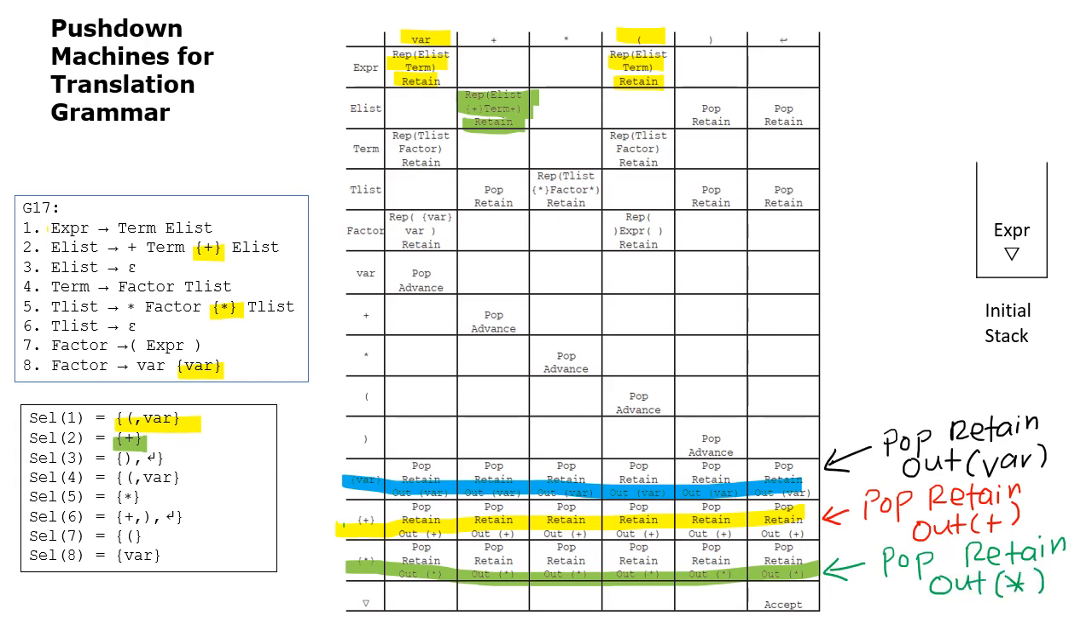times. So this is the only different thing with regards to push-down machine construction for translation grammar. The rest is exactly the same as the LL1 grammar. You can see here with terminals that meet with themselves, pop advance, pop advance, pop advance, pop advance, pop advance. For nullable rules, we have pop retain. Bottom marker that meets with end marker, we have accept. As for the rest of the empty cells, these are all rejects.